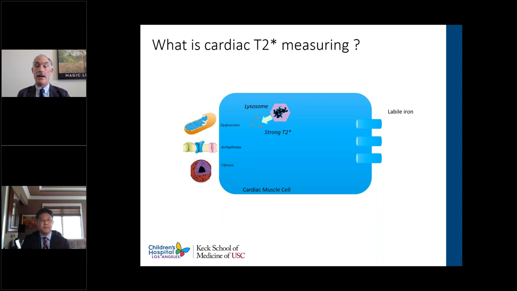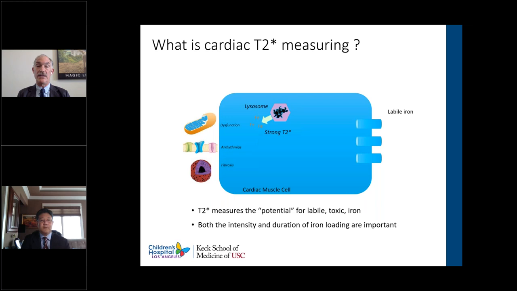And the risk is related. So cardiac T2 star is measuring stored iron, but it is measuring the potential for the labile toxic iron that causes all the mischief. And it is some combination of severity and time that really determines cardiac risk.